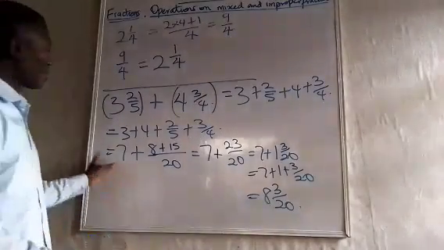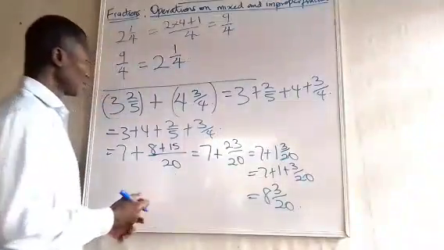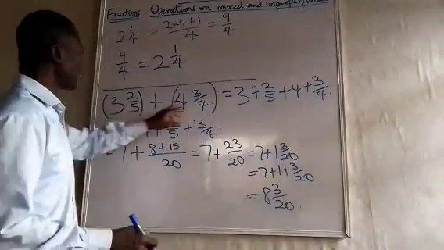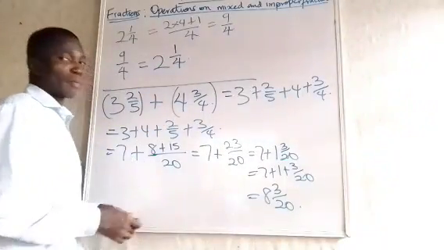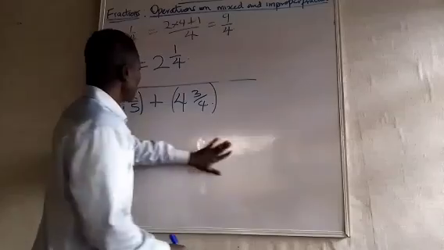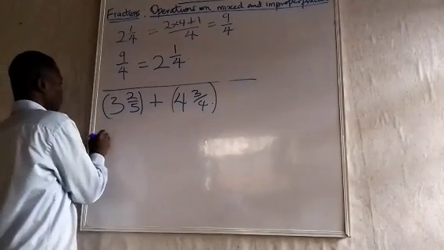But if you are not used to this yet, with time I believe this is how you'll be doing it. You can start by converting each to an improper fraction. Now let's convert it to improper fractions.